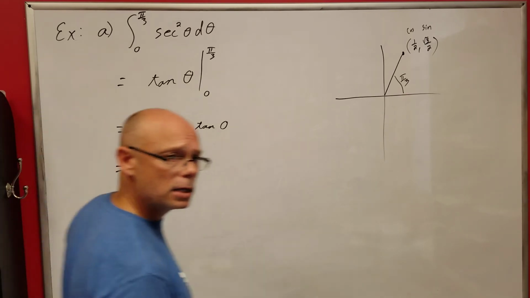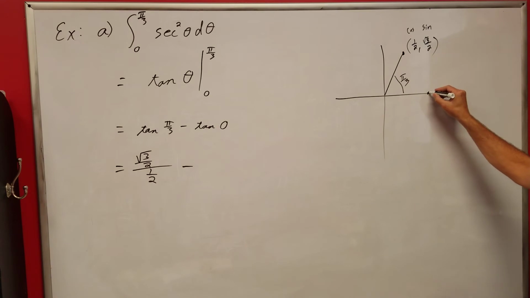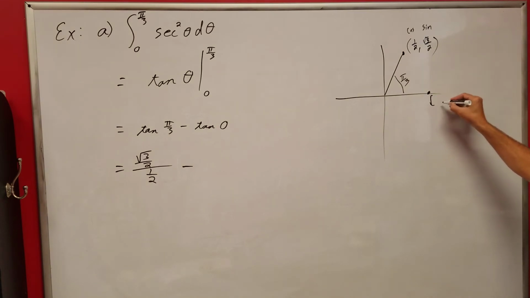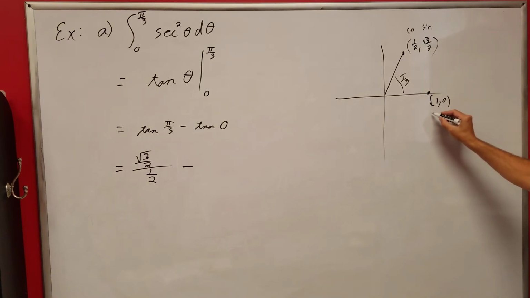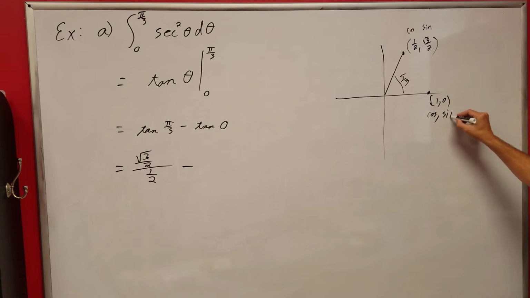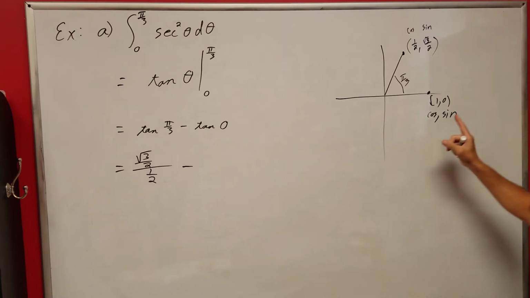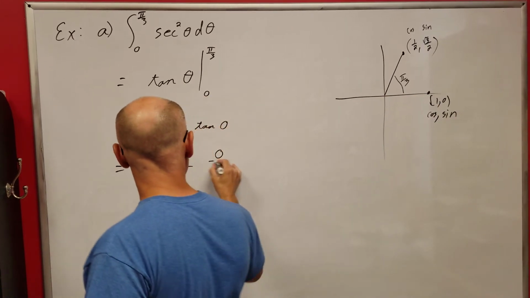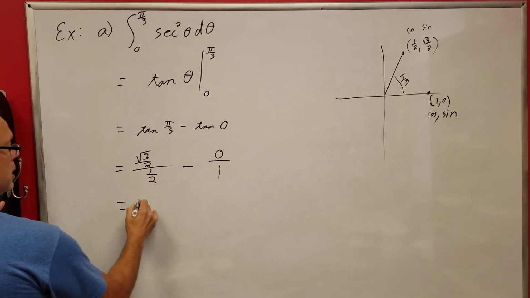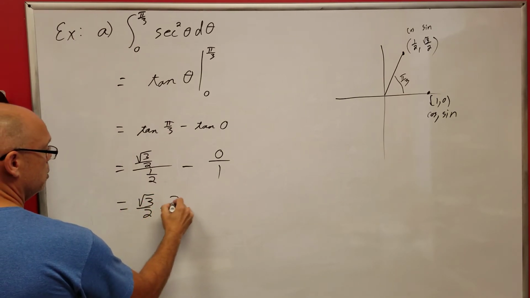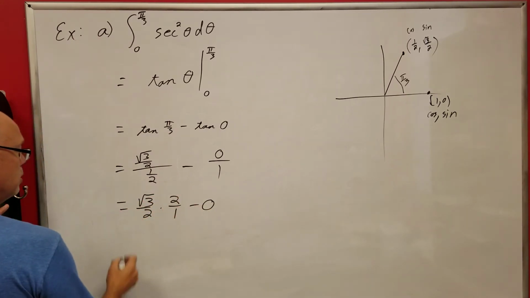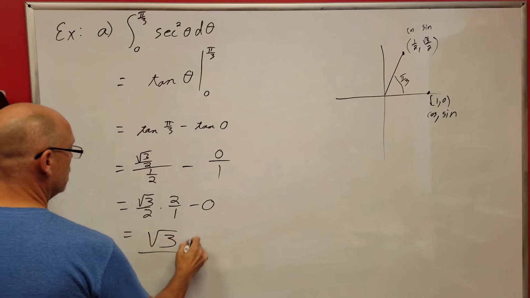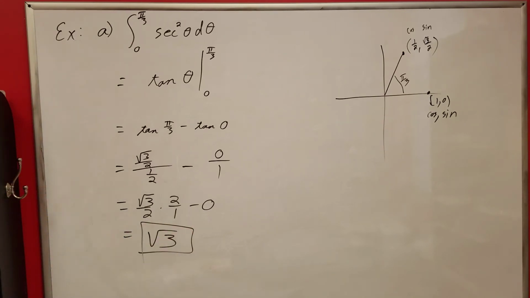Minus, what's the tangent at 0? Think about being on the unit circle at 0. Isn't that the point 1 comma 0? So you have cosine and sine. So your tangent at 0 is going to be the sine, which is 0, over the cosine, which is 1. All right, so what is this? Square root of 3 over 2 times 2 over 1 minus 0. What does that give me? Square root of 3.